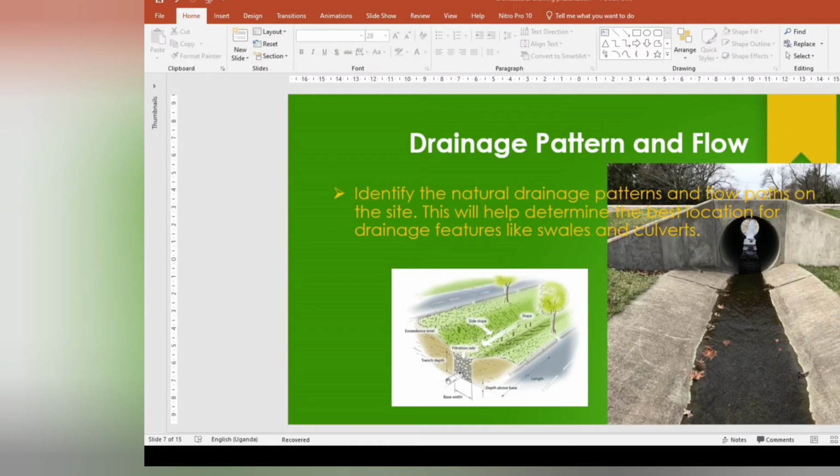Then next, that was site grading and elevation. Next, we can look at the foundation and footing.